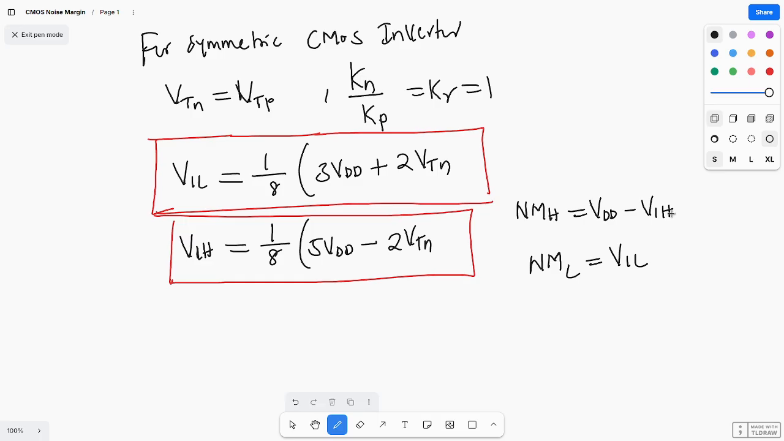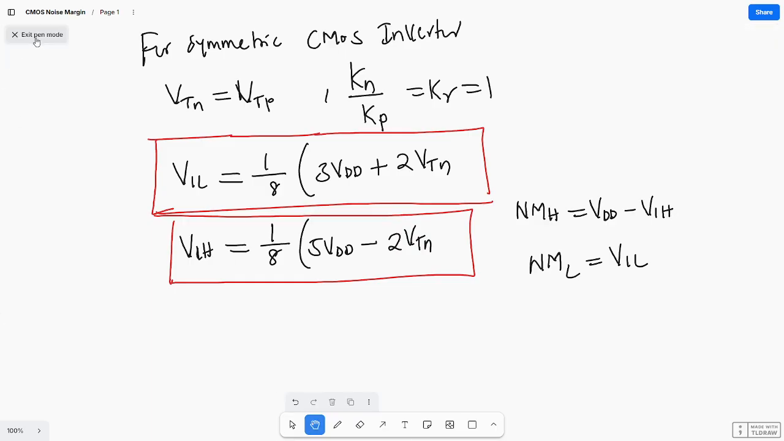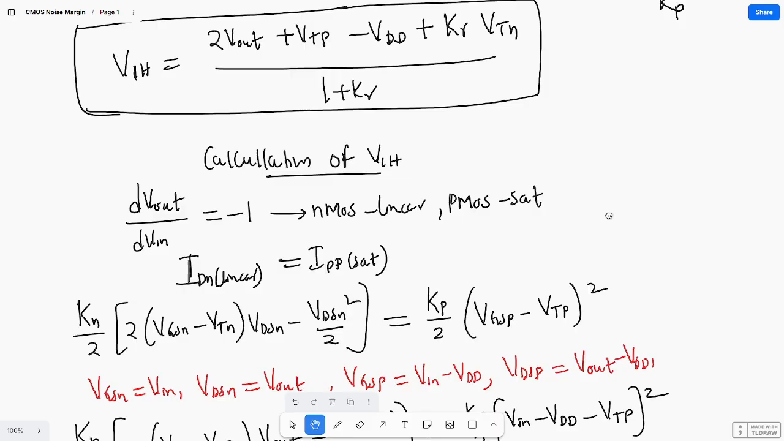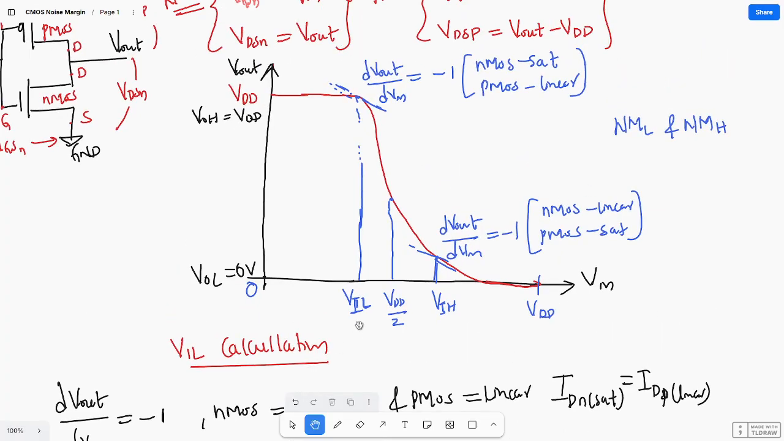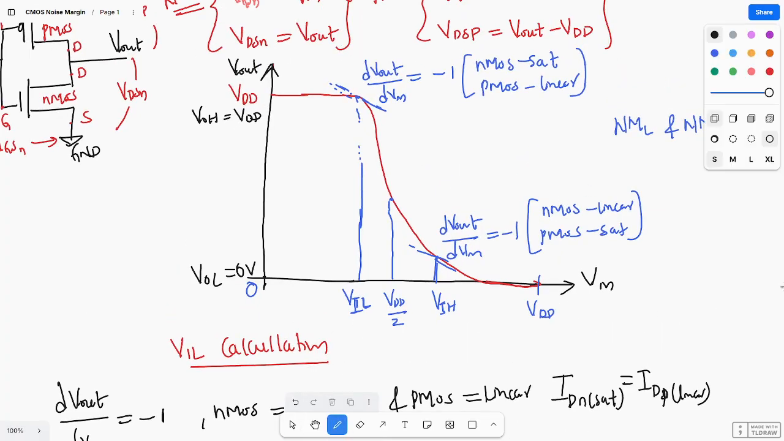If you see the diagram, and you want to find the noise margin low and noise margin high, from the voltage transfer characteristics of the inverter, this is nothing but NML, noise margin low. What you will get is VIL minus 0, so that is nothing but VIL. So NML equals VIL, noise margin low equals VIL.